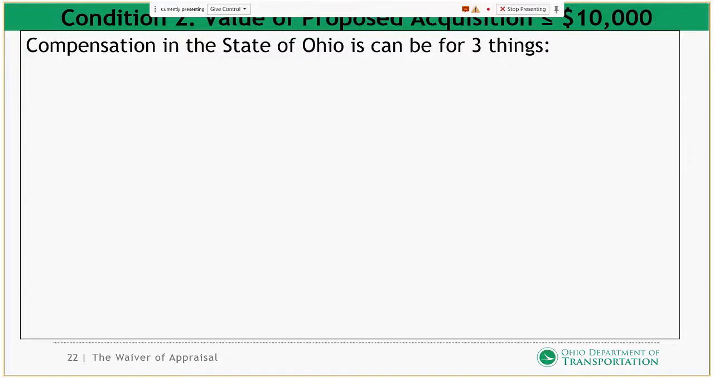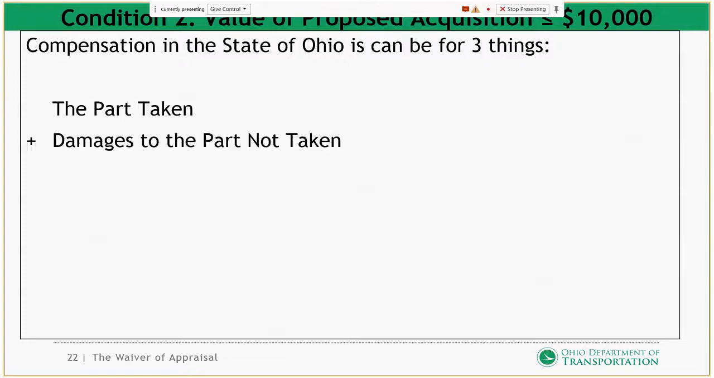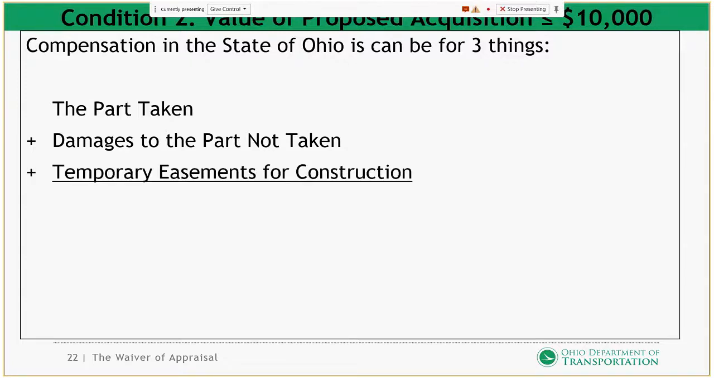In the state of Ohio, compensation can be for three things. The part taken, which is required under the Ohio Constitution, Article 1, Section 19. Damages to the part not taken, required in Ohio Eminent Domain Code. There's multiple citations in the code for that. And temporary easements needed for construction, which is discussed in Ohio jury instruction. Add those three things together and we have estimated compensation.